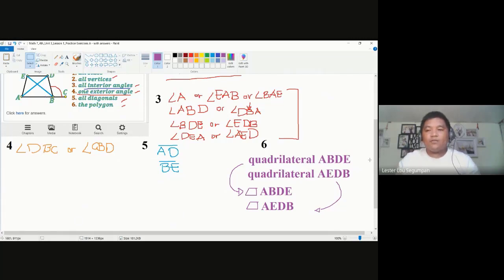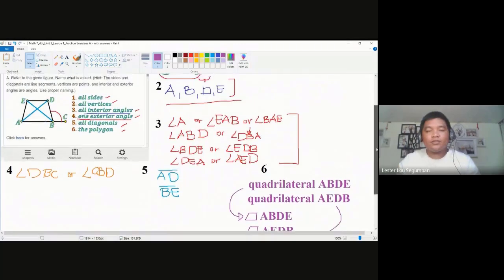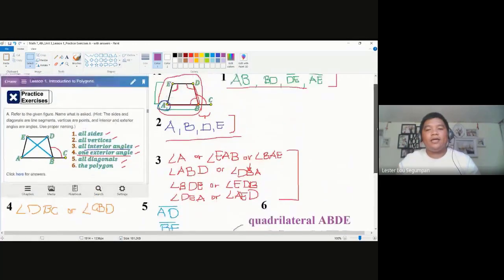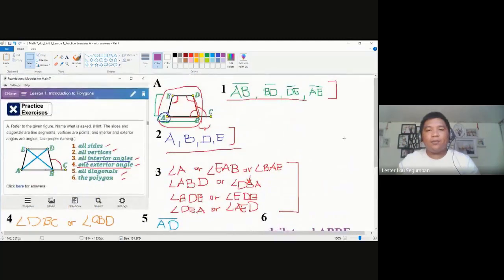Okay. So for this practice exercise, we were able to determine and name the parts and important terms associated with a polygon. And these are actually very important as we dig deeper into the relationships of measurements of angles and sides of the polygon.